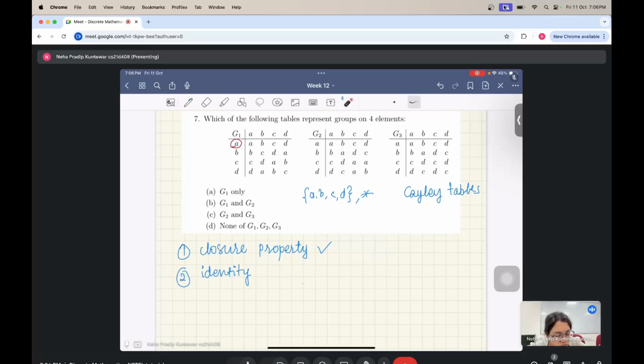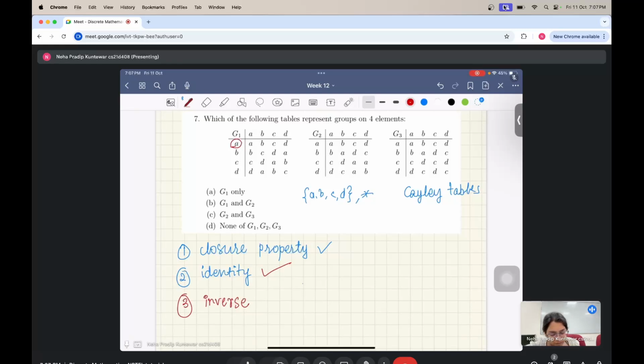Let's look at the second group. Again, this A itself is an identity for the second group, because it gives you the same element on multiplying them together. The same thing holds for the other one also. So identity holds for all of them. Now the third thing that we want to check, which is important, is what is called the inverse.